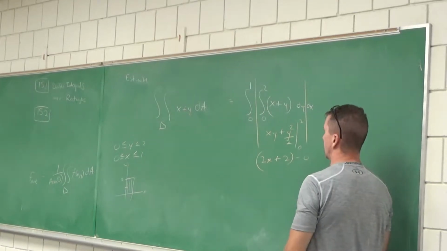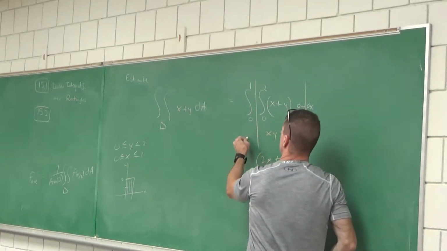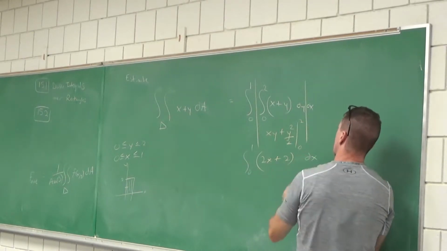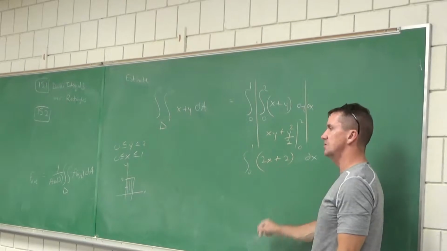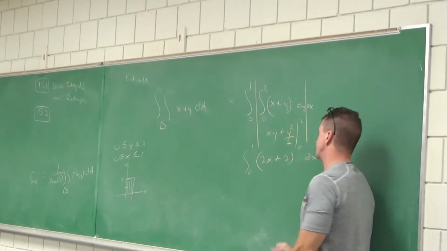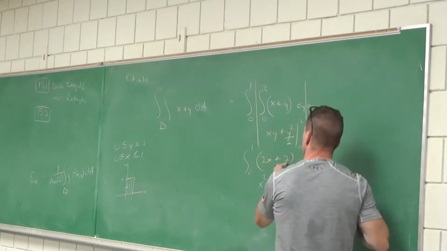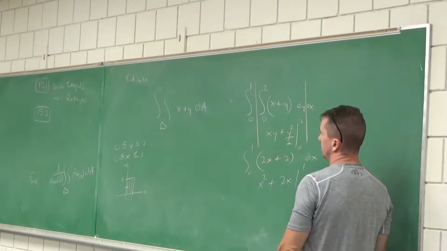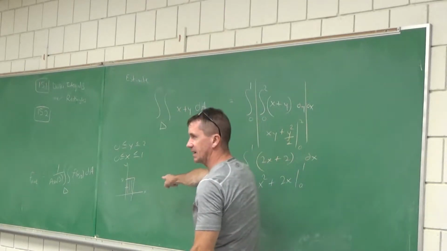And then you carry this down, and you're going to integral 2x plus 2 dx. This will give you the volume. It's integral 2x, x squared plus 2x. So what's the volume underneath that ramp over that rectangle region?